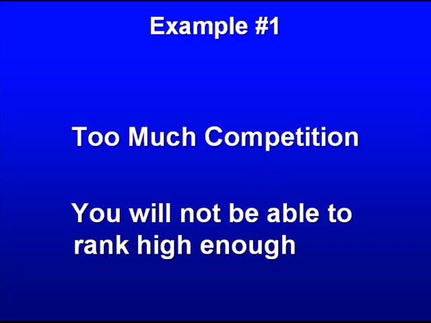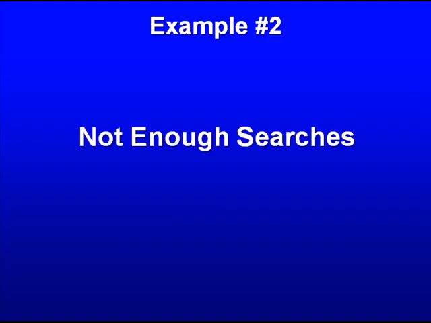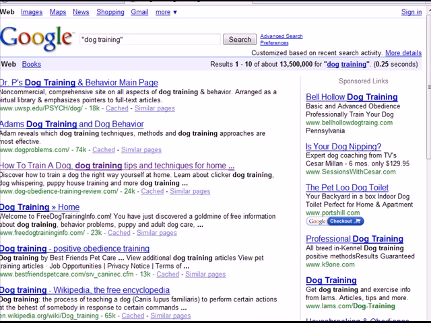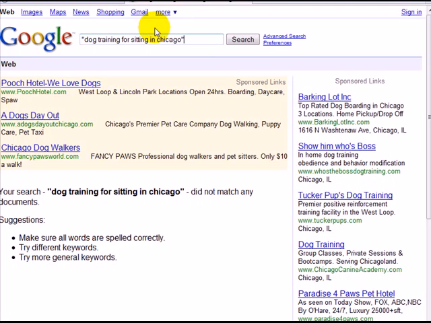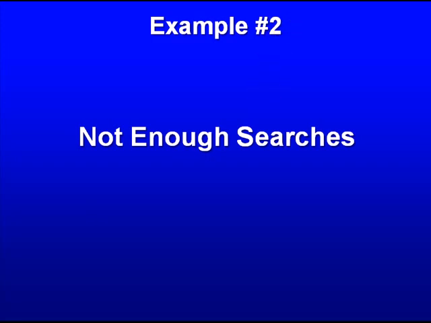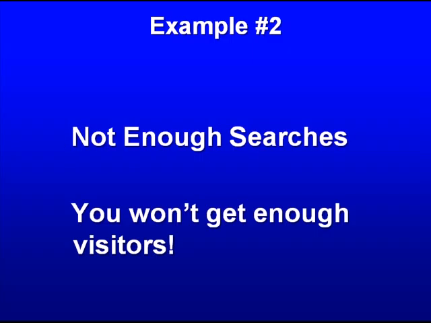Okay, well, example number 2. Not enough searches. What this means is that I could go after a term that is super specific. Let's say that I wanted to rank well for dog training for sitting in Chicago. Okay? So let's see how many times that appears on the internet. Okay, it does not appear once. So that means that I could take my time and build a site that's based around this keyword phrase. But of course, the end result is that I rank at the top, but I won't get any visitors. So that's certainly a serious problem. So what I need to do is find the sweet spot where there's not a lot of competition, but there will be enough visitors.